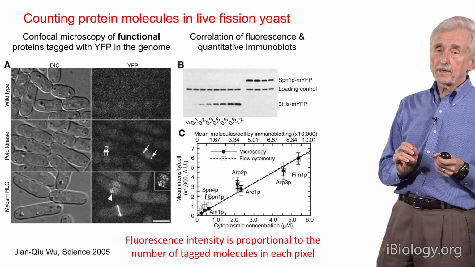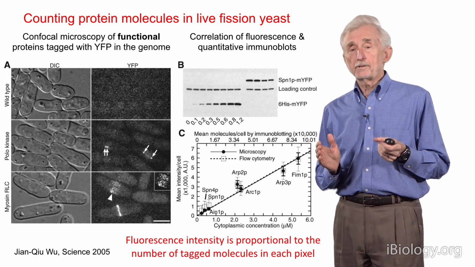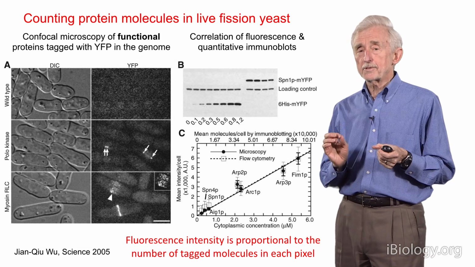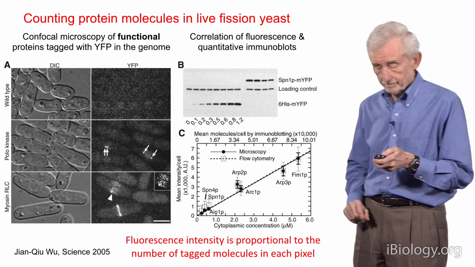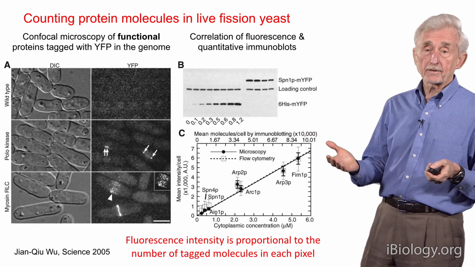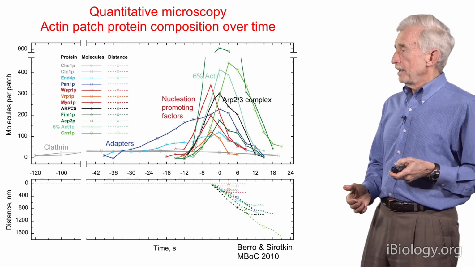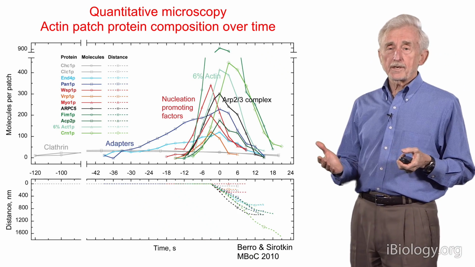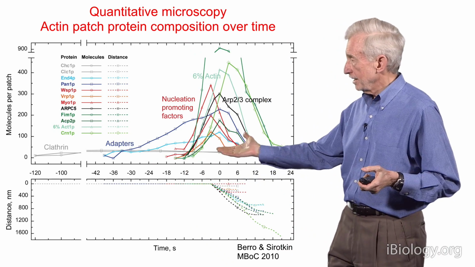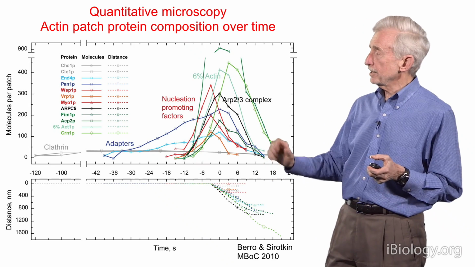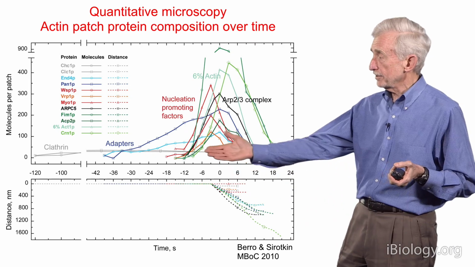So that means that this microscope is a fantastic spectrophotometer, and over 3 orders of magnitude, you get a linear response between the numbers of fluorescent molecules in a pixel and the fluorescence intensity. So that means we can go back to our fluorescence micrographs and turn all those beautiful images into numbers. And so this is an example showing the time course here in seconds of the accumulation and disappearance of proteins at sites of clathrin-mediated endocytosis.